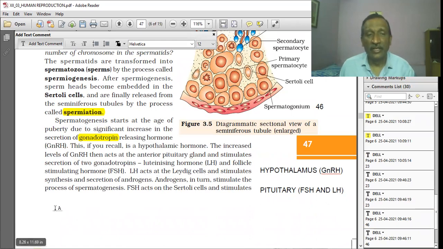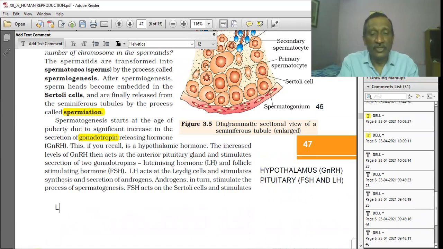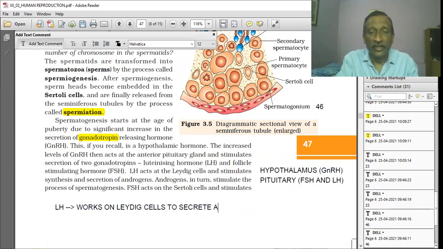Luteinizing hormone, what will LH do? LH works on Leydig cells to secrete androgens. Okay, which androgen? Testosterone.